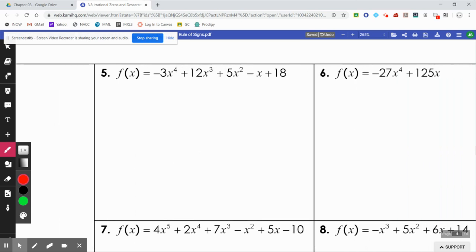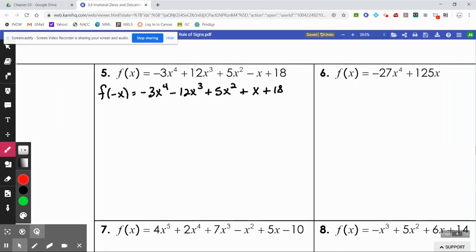Here, first step, let's find f of negative x. And there you see f of negative x. You'll get into the habit of what actually happens when you find f of negative x. Again, all of your even powers are going to stay. All of your odd powers, the positives will change to negatives and the negatives will change to positives. So that's what happens on those.